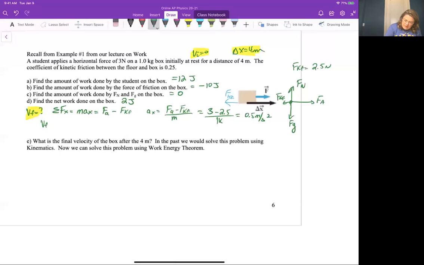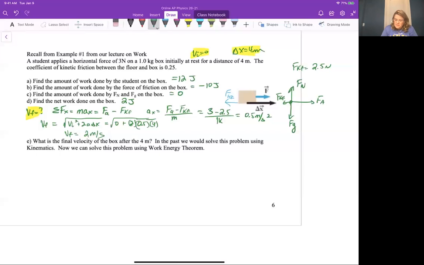Final velocity is equal to the square root of the initial velocity squared plus 2a delta x, which is equal to the square root of the initial velocity, which was 0, plus 2 times 0.5 times delta x, which was 4. And I will find the final velocity is equal to 2 meters per second. Okay. Now, that's a lot of work.